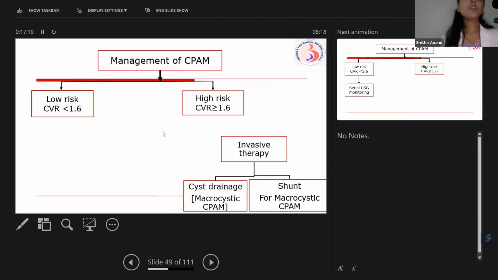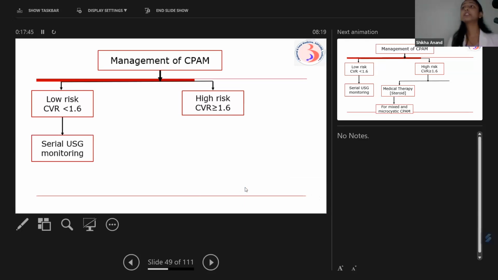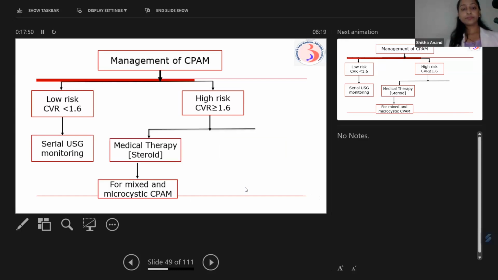So CPAM is mainly managed on the basis of low risk and high risk. The high risk CPAM, in which the CVR is more than 1.6, is managed by invasive therapy. In macrocystic CPAM there are 2 options, cyst drainage and shunt placement. Low risk CPAM is managed serially by ultrasound.